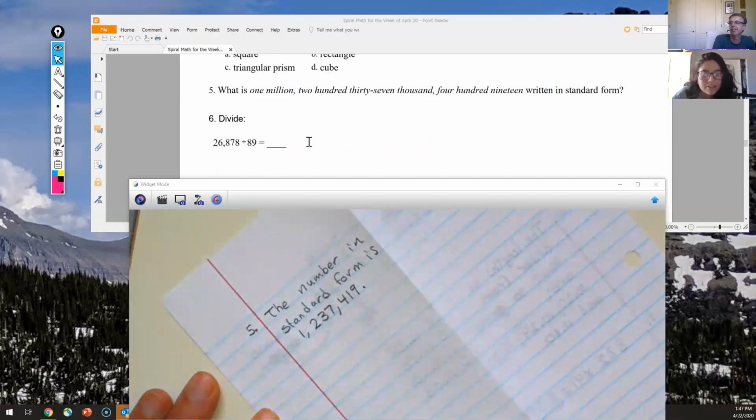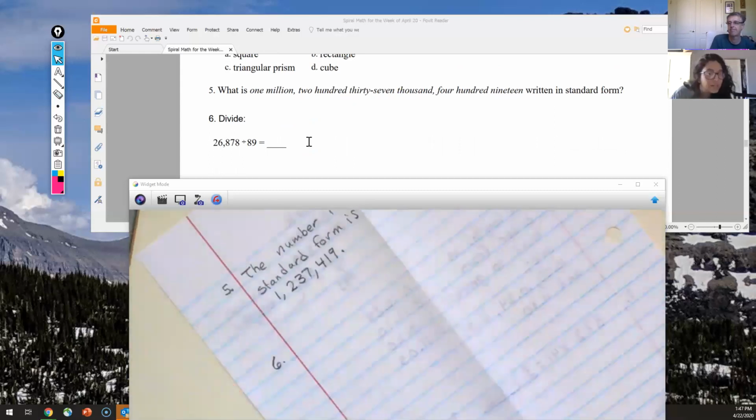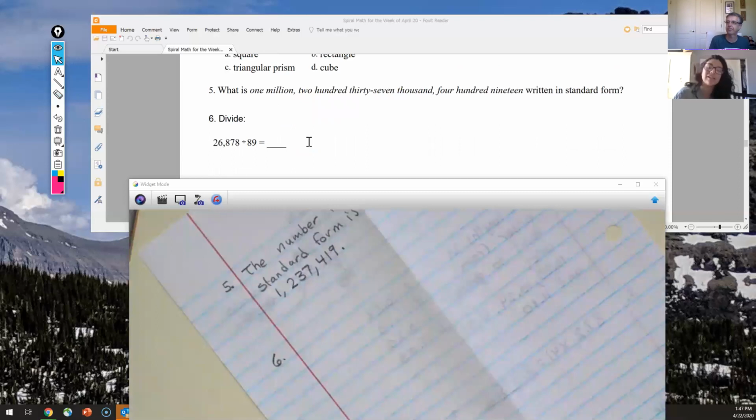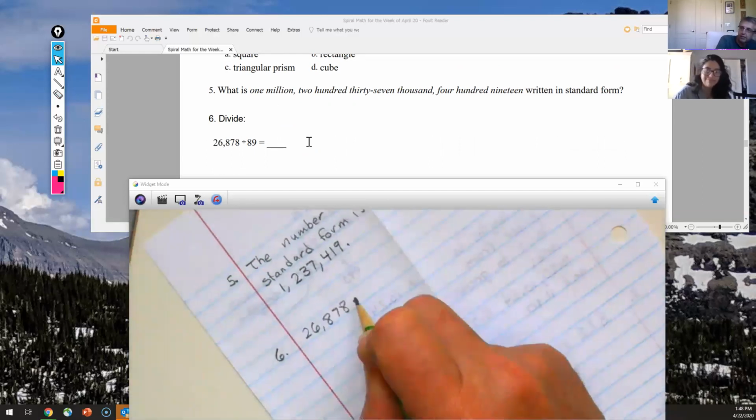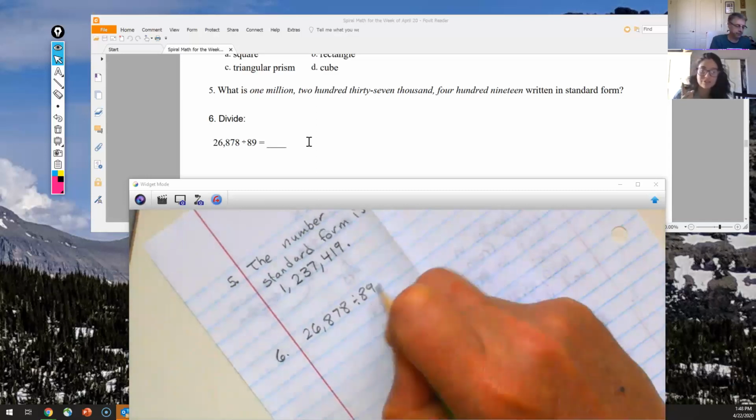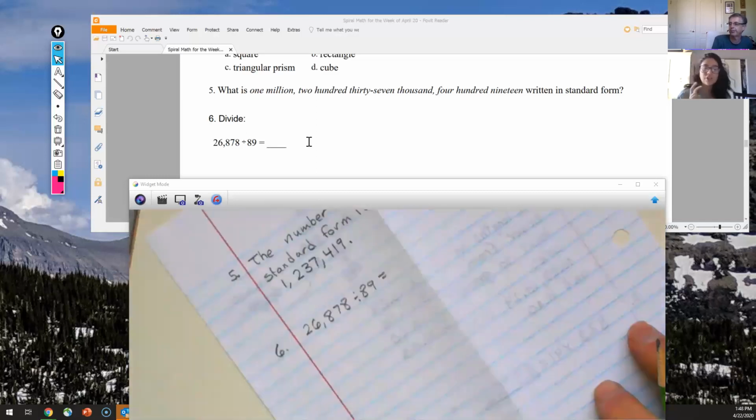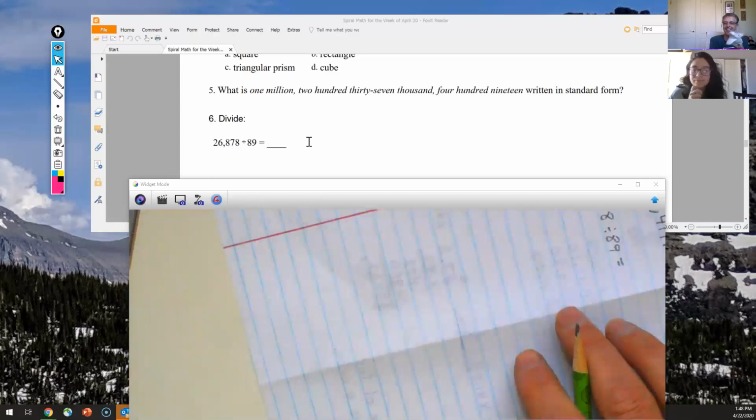Okay, looking at number 6, it says divide. And you guys are more than welcome to write the answer sentence. 26,878 divided by 89. Or if you guys want to, you can always say the quotient is. So our first step is going to be to make sure that first we write our answer sentence, just like Mr. Yates is doing right now, and to make sure that we turn our paper sideways to make sure those cars are not crashing on the highway.